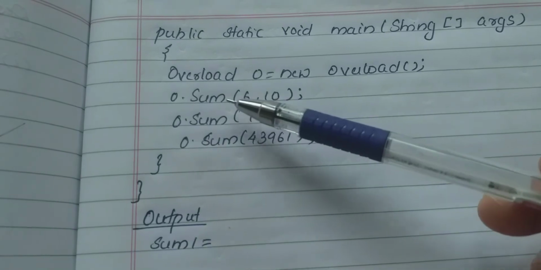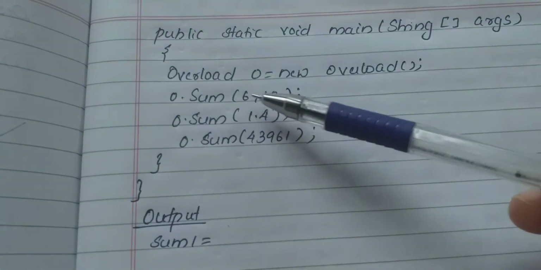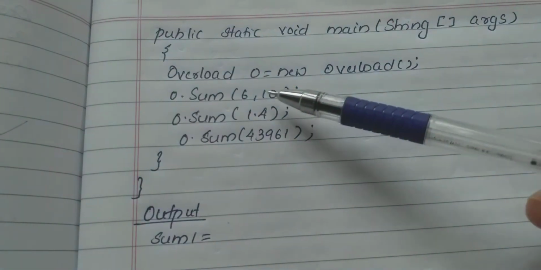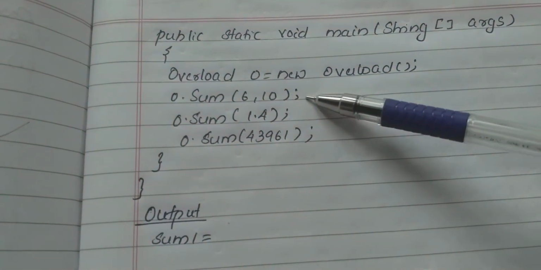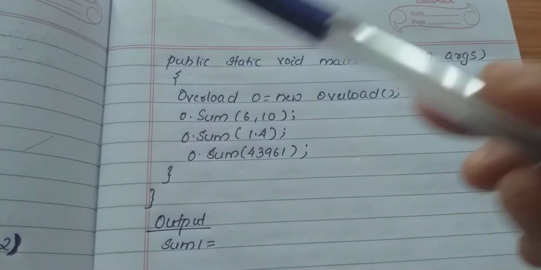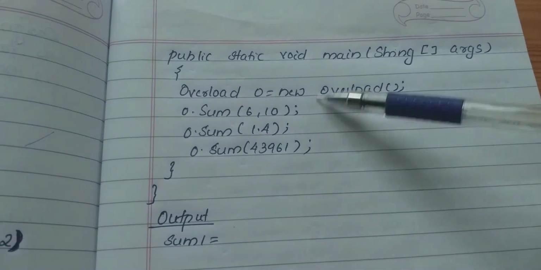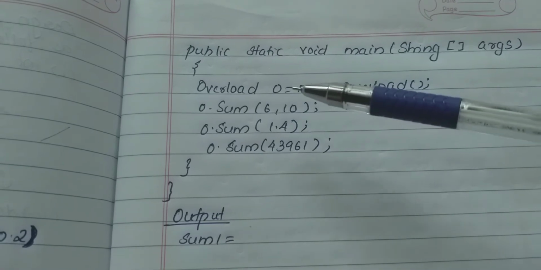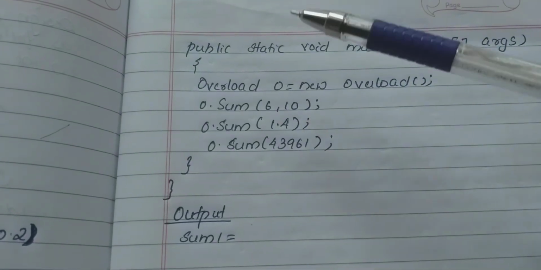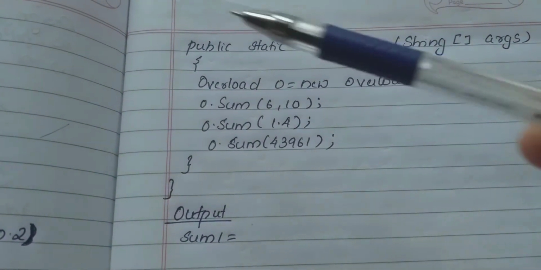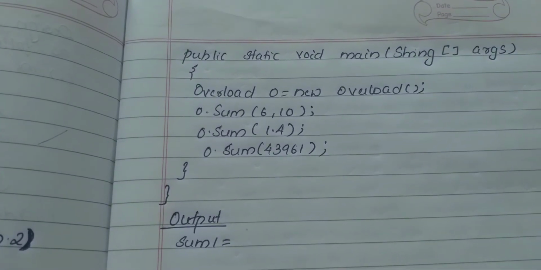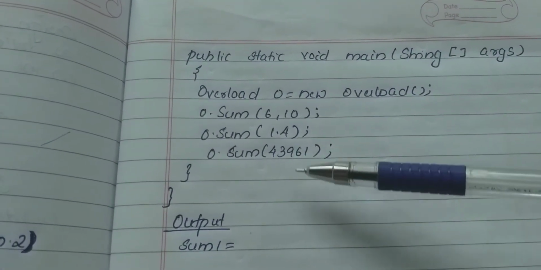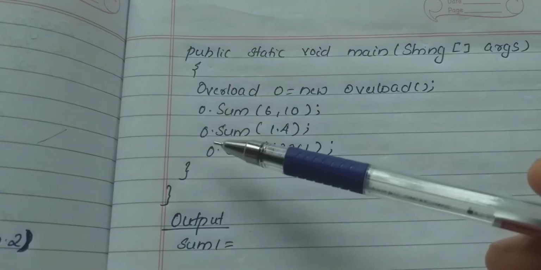Here in the first method, since there are two integer arguments, I have given the value of a as 6 and b as 10. So when we call this function, the control will go to that function. This function seeks which function has this type of argument. Then this particular value of 6 is passed to a and 10 is passed to b. Clear?